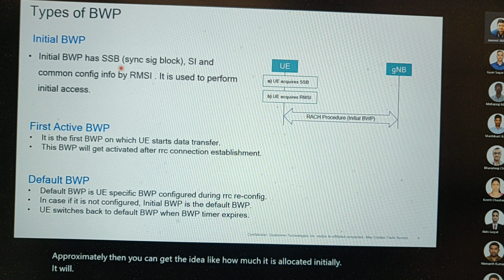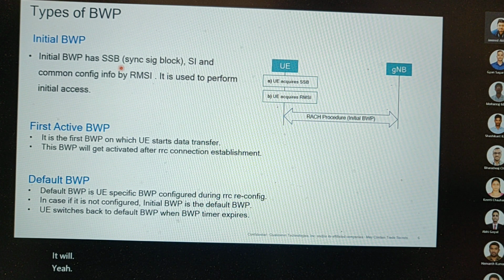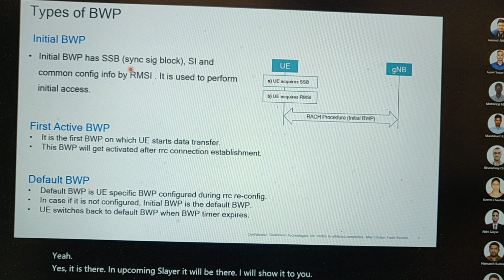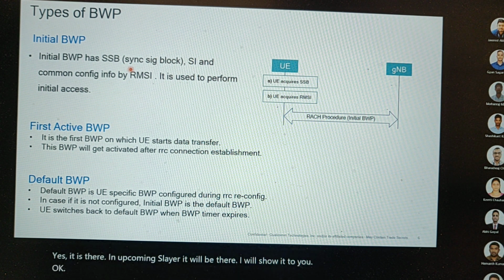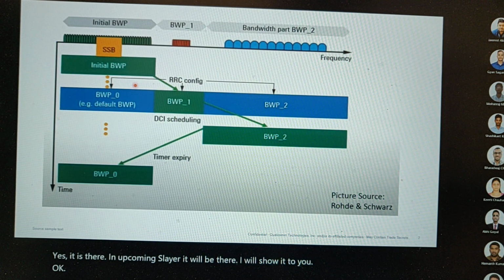Yeah, one example in later slides is fine. Regarding the initial bandwidth part, active BWP and default, how it is. Yes, in the upcoming slide, it will be there. I will show it to you. Yeah, thanks. Okay.